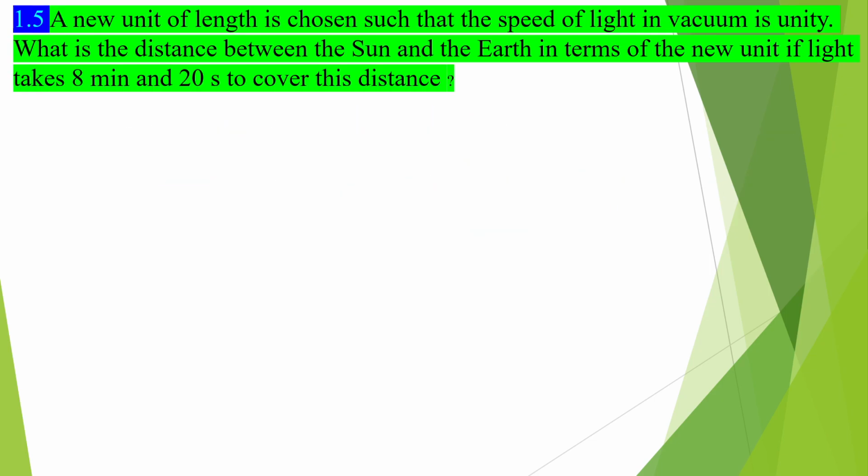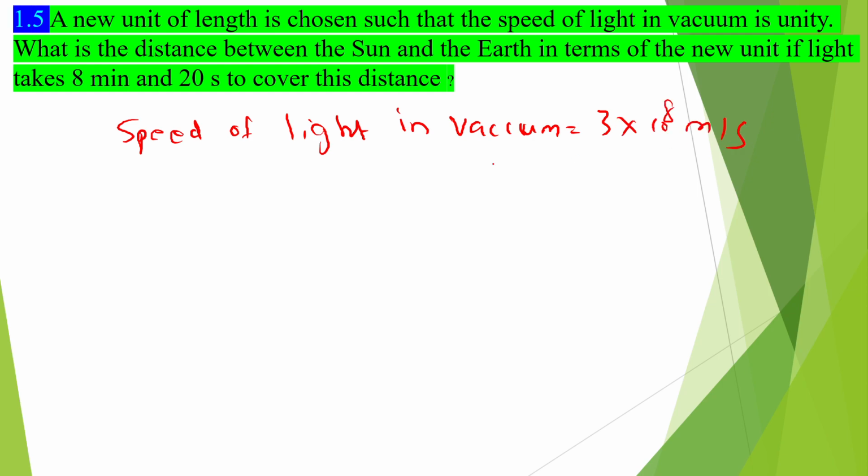Now we will go to the last question, number 5. A new unit of length is chosen such that the speed of light in vacuum is unity. So you take the speed of light in vacuum. You know that it is 3 into 10 to the power 8 meter per second. Take that as v. So the speed of light in vacuum, 3 into 10 to the power 8, we take as that unit. What is the distance between the sun and earth in terms of the new unit of length?